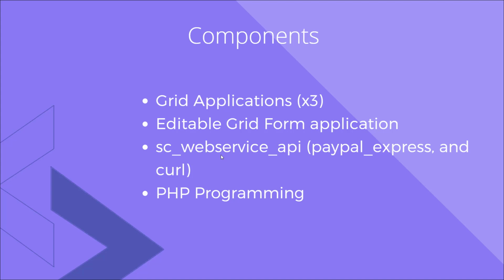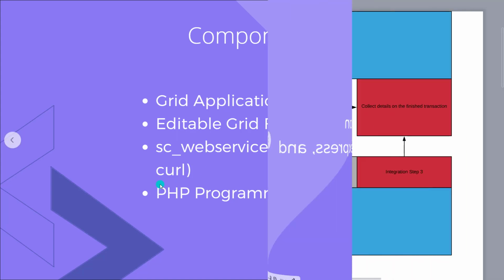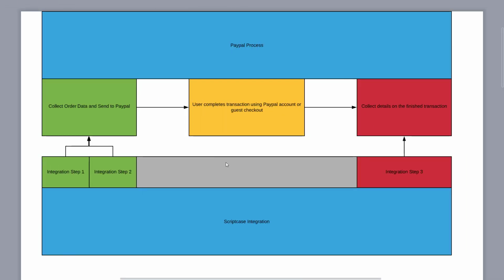So I've gone ahead and mocked up some flowcharts so I can show you a big picture overview of what's going on with all the different pieces before we actually start developing. So let's go over to that and see more of how this is going to work. Okay, so here's an initial overview. As you can see, up on the top half is the PayPal process, the process for interacting with their API. And then down below is how we're going to integrate that API in Scriptcase.